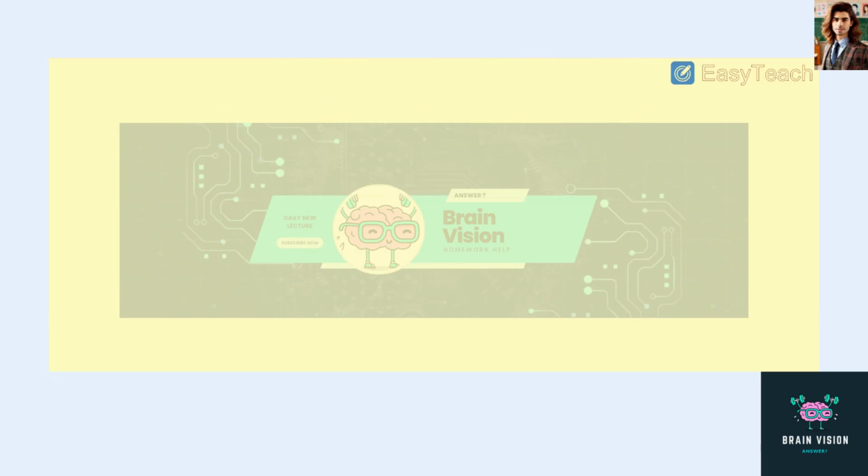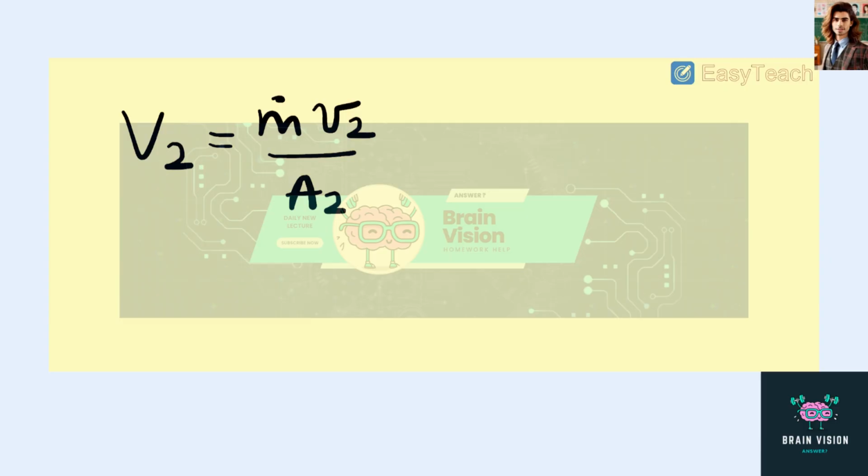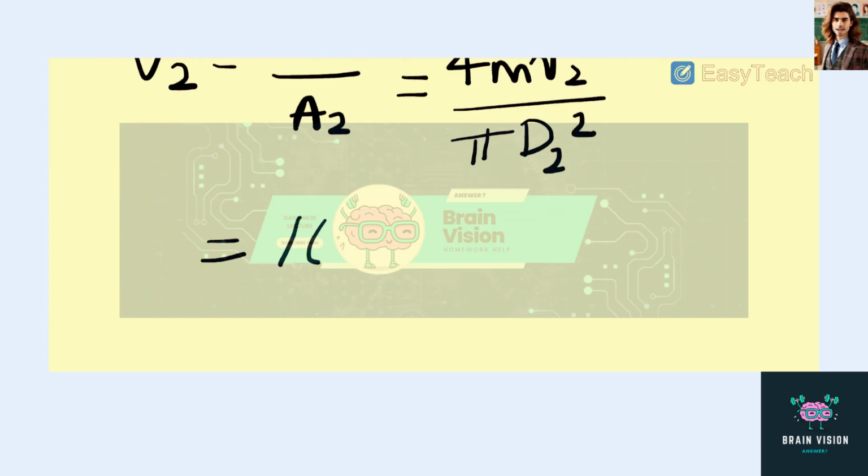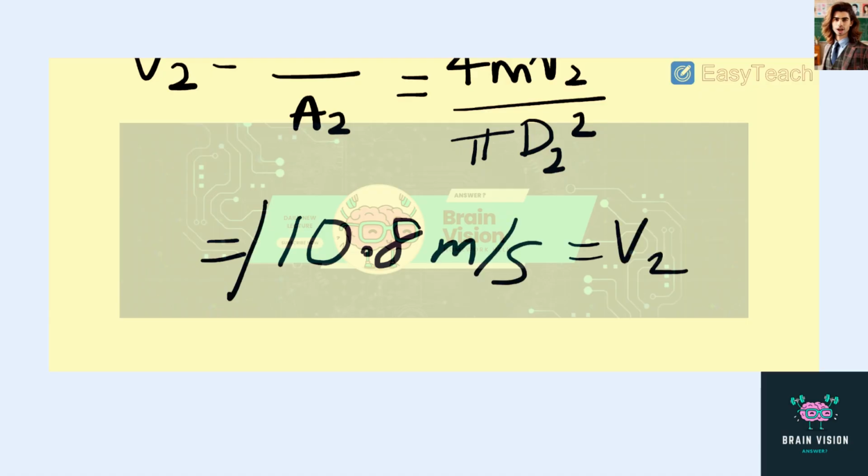Now we can use this to solve for the velocity at the exit. Just rearranging the terms for mass flow rate, we can see that the velocity at 2 is given by m dot, specific volume at 2, all over the area at 2. Now plugging in for the terms that we know, we actually know all of these terms, we can see that this is going to be equal to 4 times m dot v2 all over pi d2 squared, and this gives us an exit velocity of 10.8 meters per second, and that's our final exit velocity.